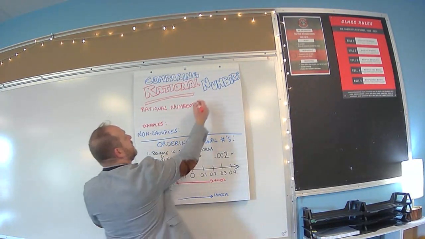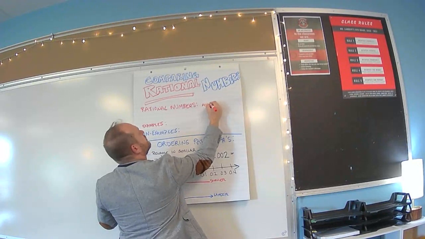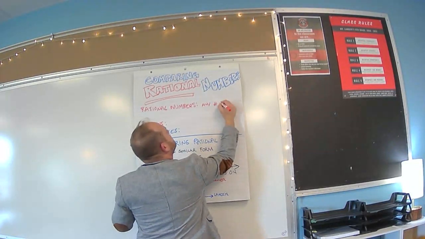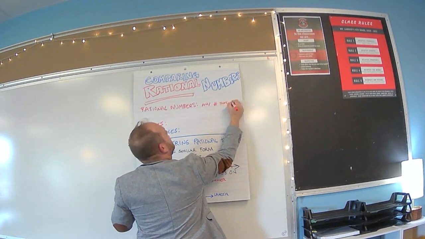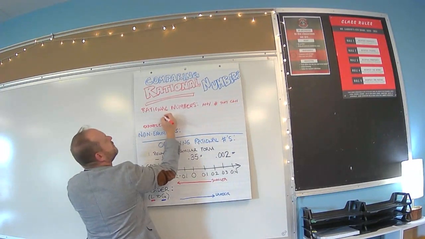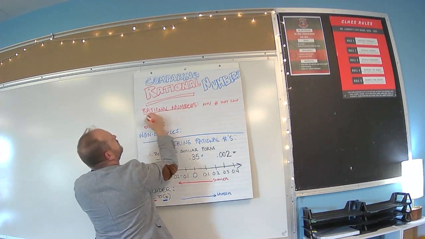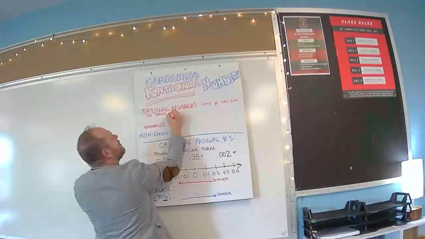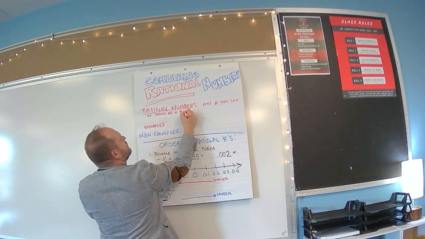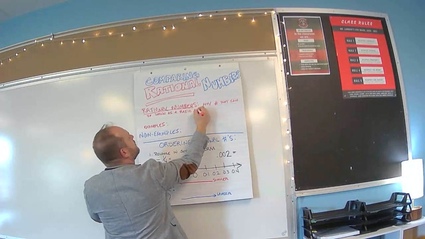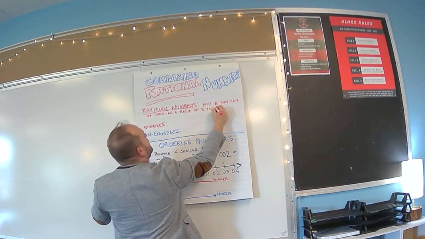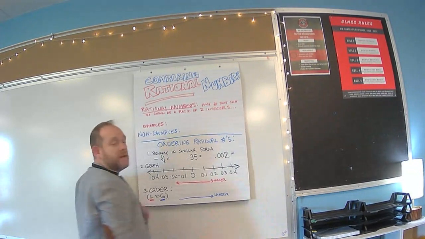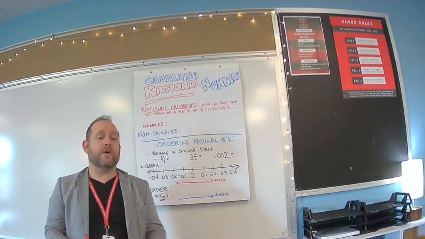A rational number. It's any number. You can even use the number sign, the pound sign, I don't care. Any number that can be shown as a ratio of two integers. Now, I know that sounds really scary. Any number that can be shown as a ratio of two integers.